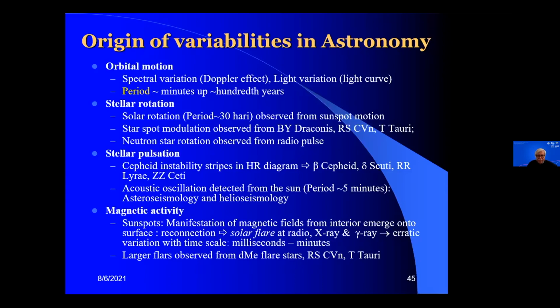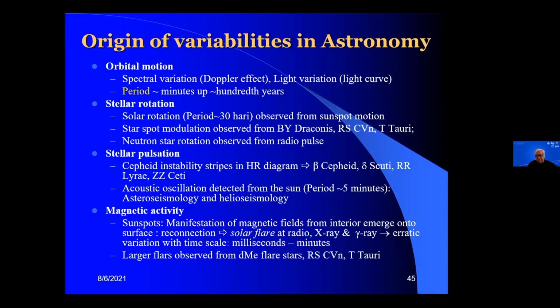But if you look one step further, you may see many variabilities in your image that can be attributed to orbital motion, spectral variation, light variation. It can be from minutes to 100 years, or stellar rotation, and how to actually observe the stellar rotation. Think about our sun, which has a sunspot. Then we may think that a star has a greater spot, a star spot. In case of star spots, the big modulation of the light curve comes from the star spot existence in BY Draconis stars, RS Canum Venaticorum or T Tauri stars.